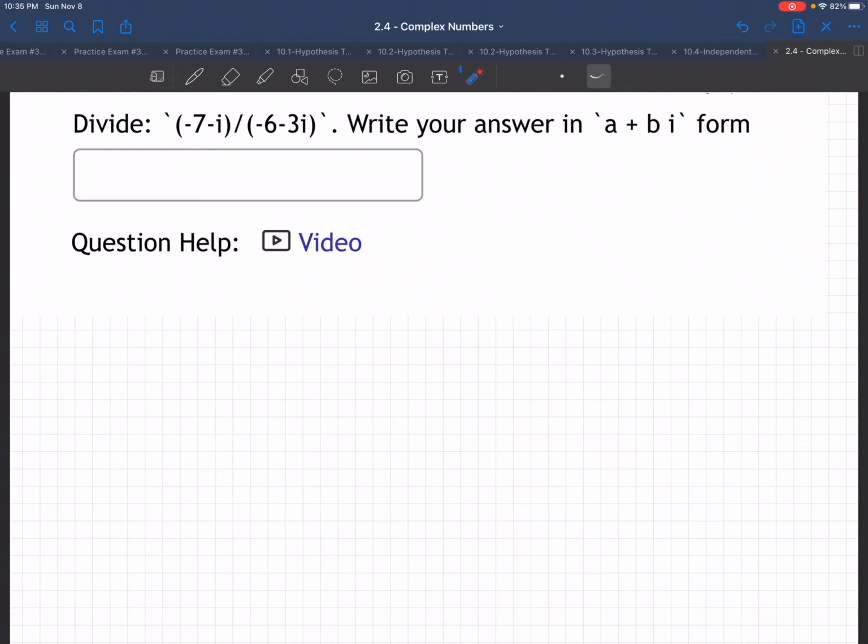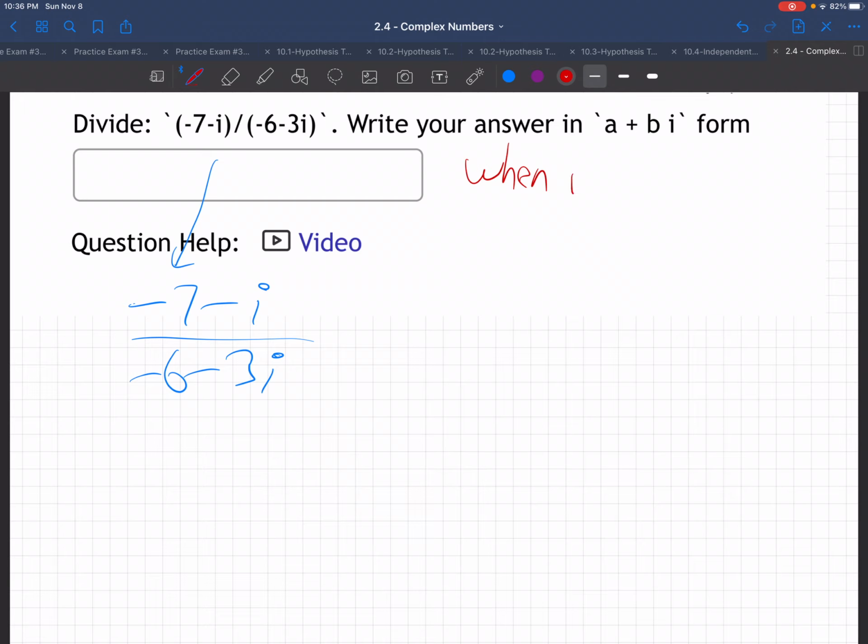On this question, we are dividing. Let me rewrite this a little nicer. So it's minus 7 minus i over minus 6 minus 3i. All right, so this is a particularly difficult question. Let me write it up here.